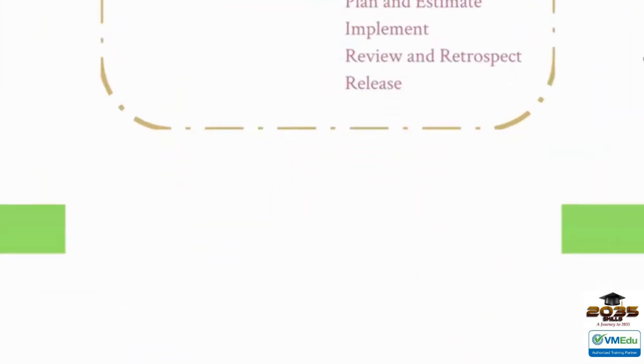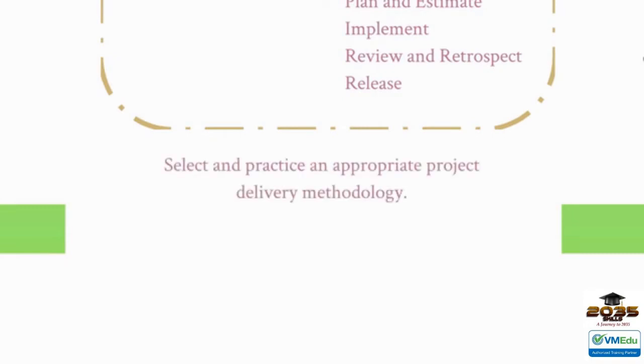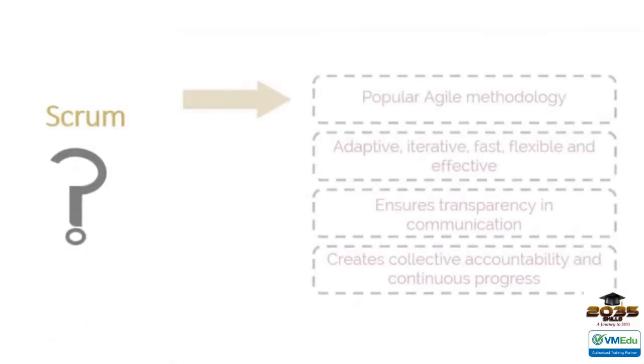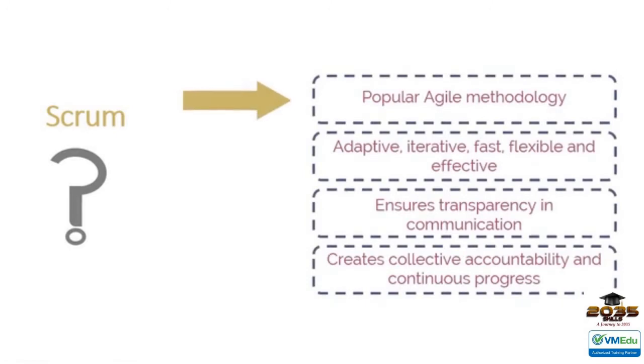It is therefore important for organizations to select and practice an appropriate project delivery methodology. This is where Scrum comes in. So what is Scrum? Scrum is one of the most popular agile methodologies. It is an adaptive, iterative, fast, flexible, and effective methodology designed to deliver significant value quickly and throughout a project.